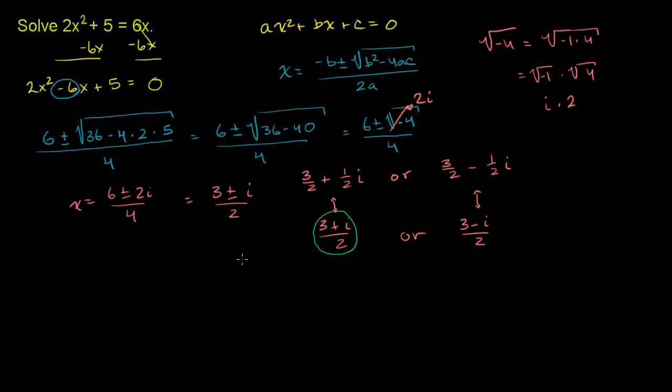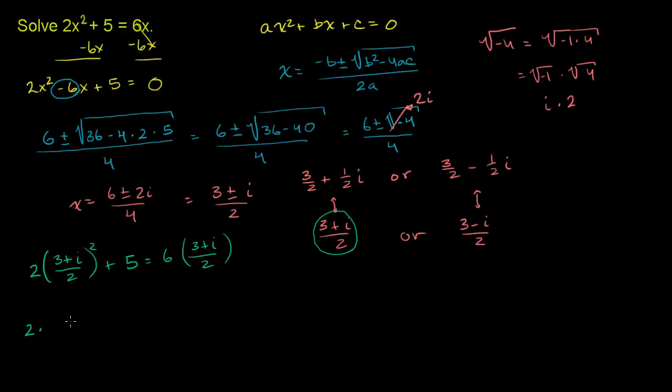It's going to get a little bit hairy because we're going to have to square it and all the rest, but let's see if we can do it. So what we want to do is take 2 times this quantity squared, 2 times (3 plus i) over 2, squared, plus 5. And we want to verify that that's the same thing as 6 times this quantity, 6 times (3 plus i) over 2.